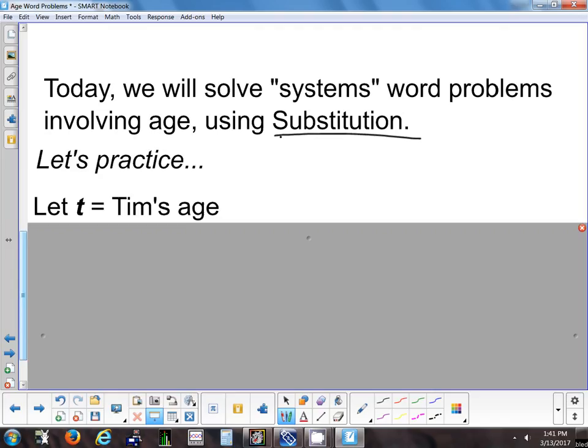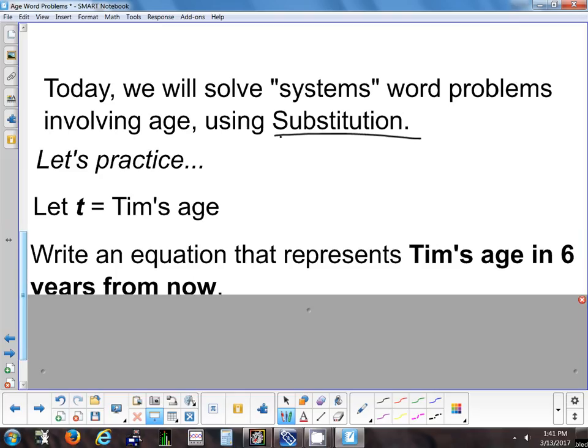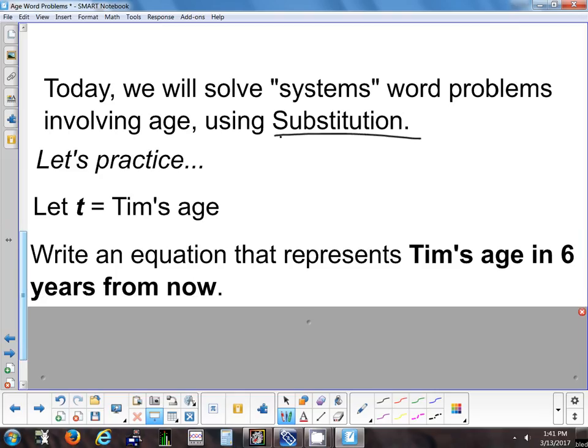All right, so we have a couple examples. What we want to look at representing is, how do you represent someone's age now? How would you represent it in the future? And then how would you represent it in the past? All right, so we're going to let T equal Tim's age now.